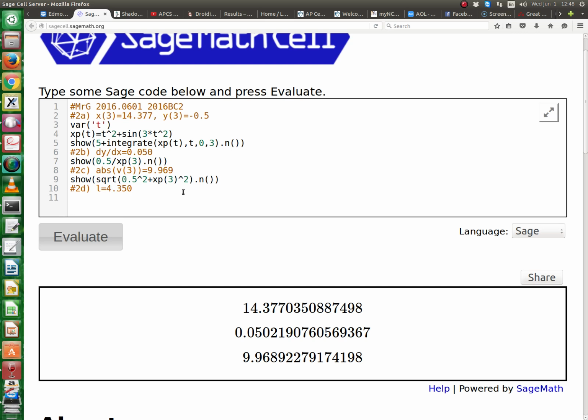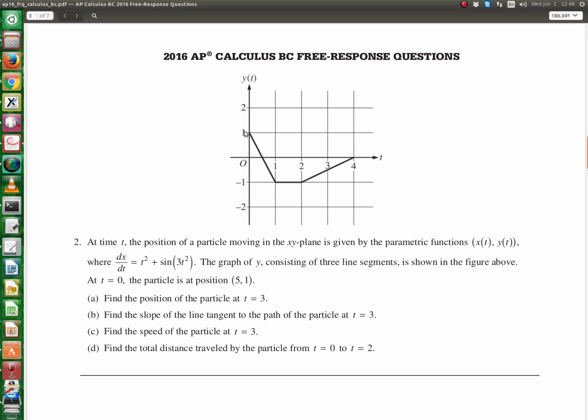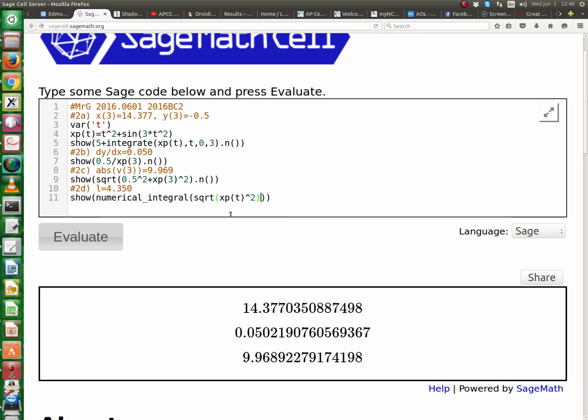Okay, so we're going to do the numerical. Let's show the numerical integral of the square root of x prime of t squared plus y prime of t squared from 0 to 1, remember in the diagram? From 0 to 1, y prime is down 2 over 1, negative 2, right? So it's negative 2 squared, or plus 4, in other words, right?